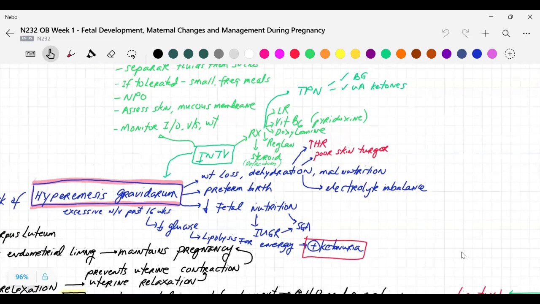So if that's the case, this mom might get admitted. And in the hospital, they might need to give TPN. What is TPN? Total parenteral nutrition, right? So in this case, the mom will be NPO, right? They will get the TPN.